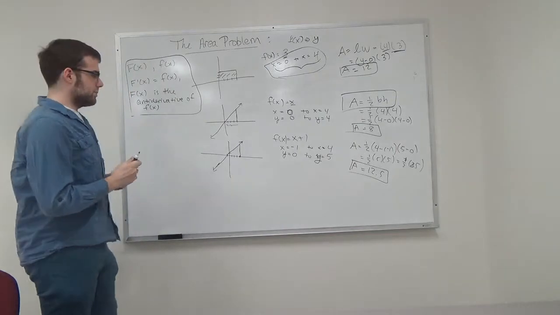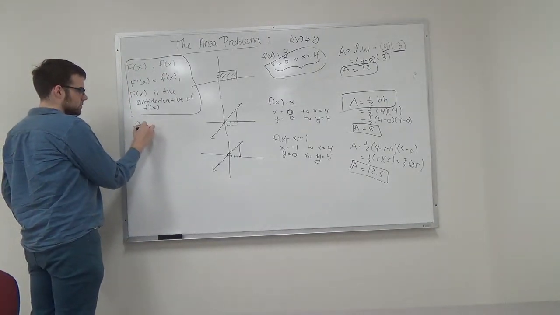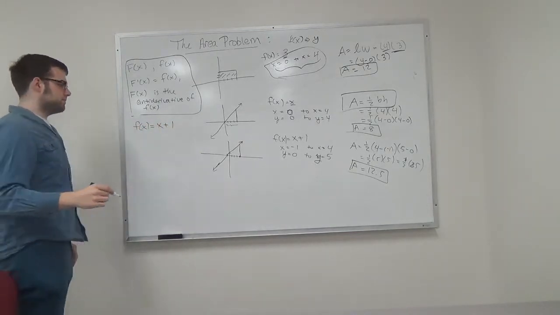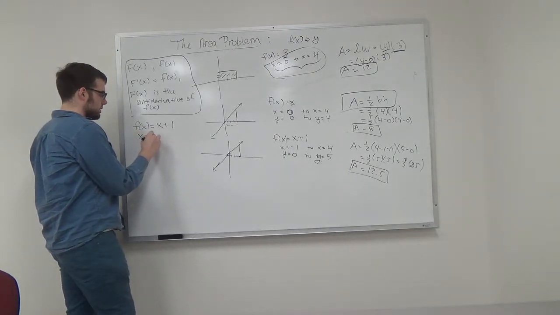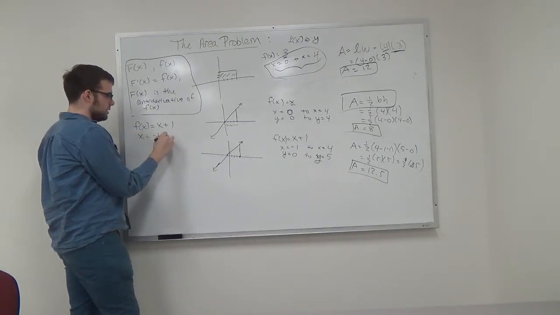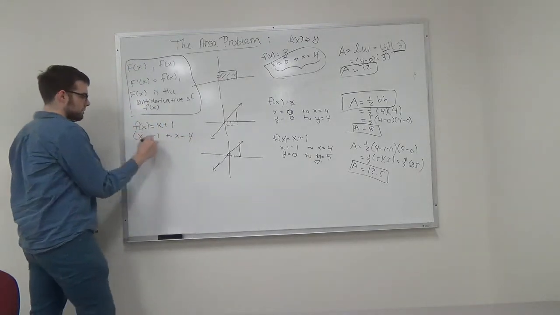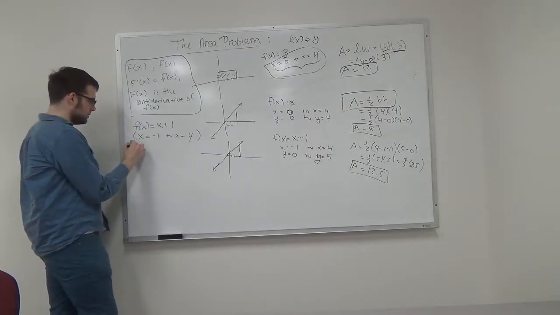Now our final example. f of x is equal to x plus 1, x is equal to -1, 2x is equal to 4. So let's just keep this in mind.